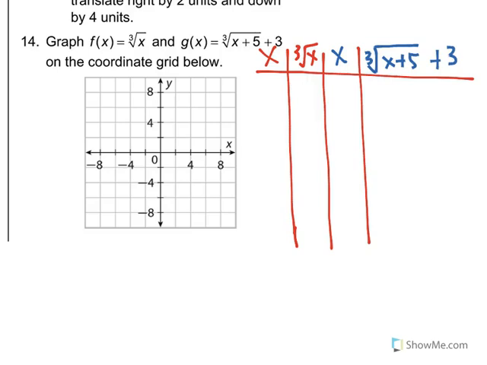Number 14 says graph the cubic function. So first of all, we're going to write down the coordinates of the original cube root function, which will be x: -8, -1, 0, 1, and 8. And those values for the y function will be -2, -1, 0, cube root of 1 is 1, cube root of 8 is 2.